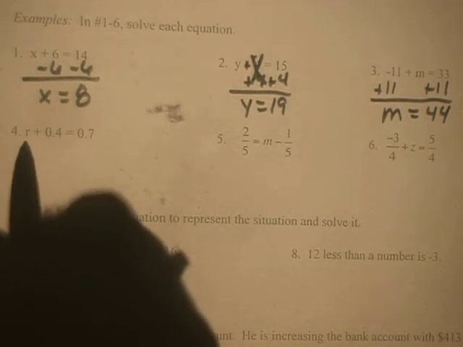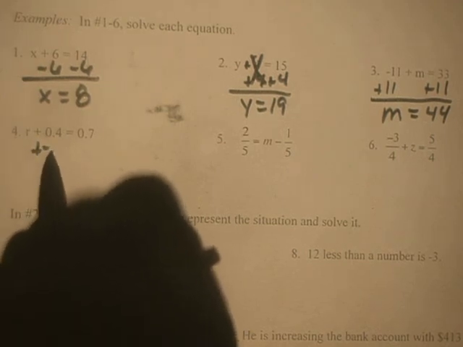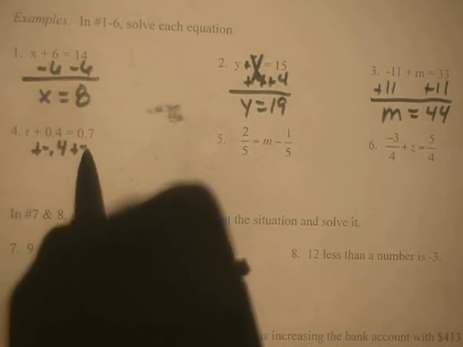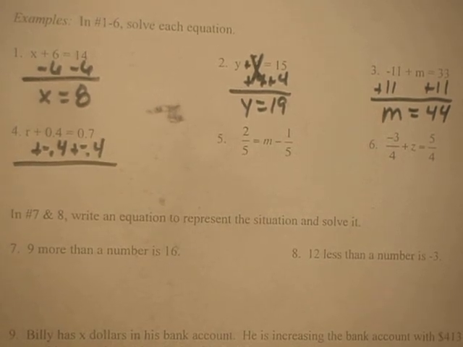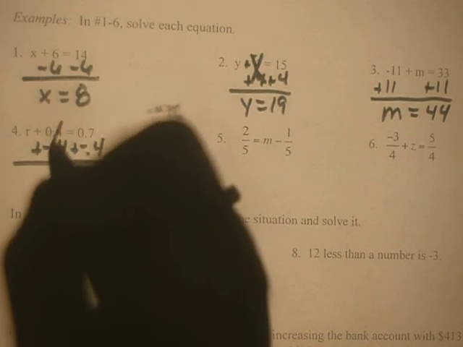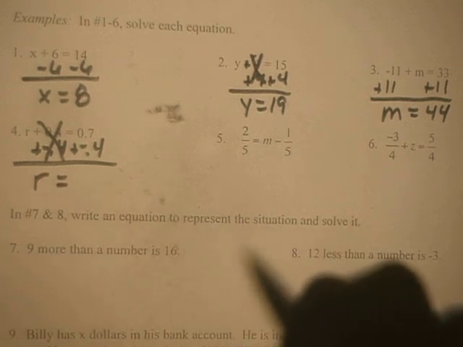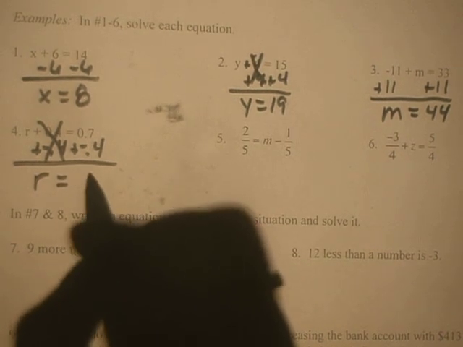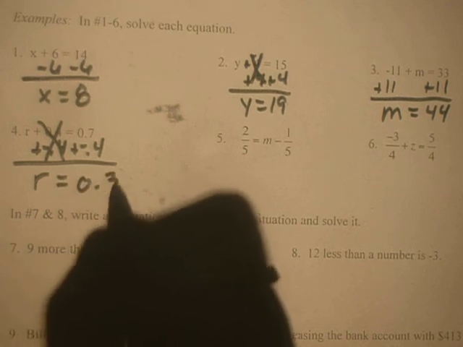Number 4, we want to solve for the r, so we add a negative 0.4 to both sides. And if we do that, positive 0.4, negative 0.4 cancel out, and we are left with r equals 0.3.